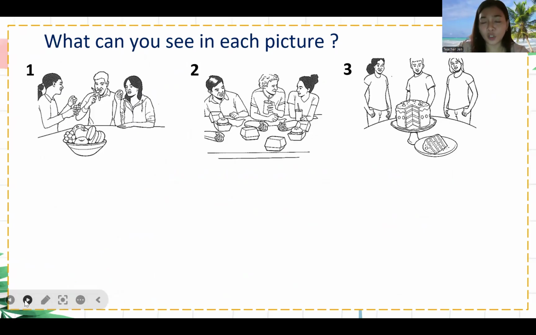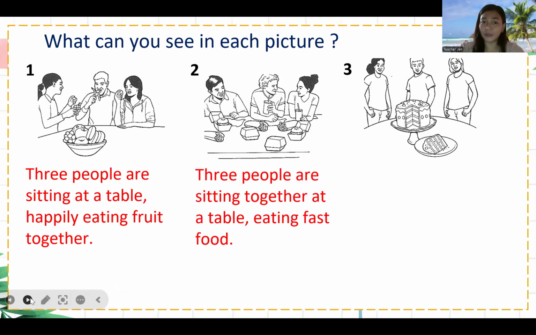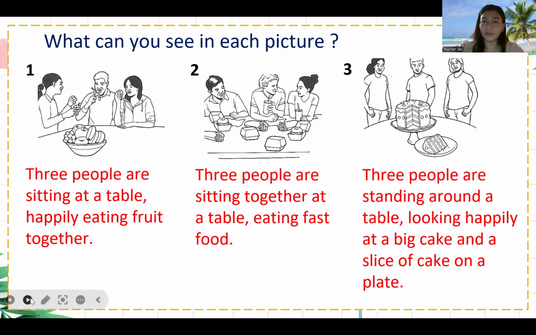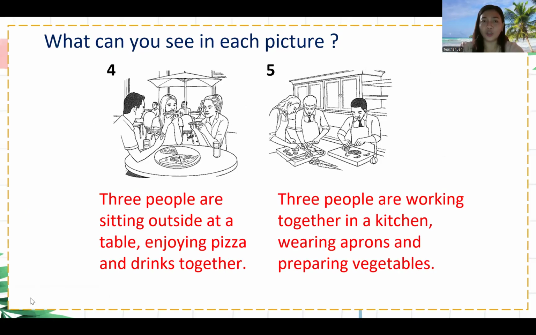How can you describe picture one? What are they eating? What are they doing? How many people are there? Like that. The same with picture two. If the student is not really good, you can let the student read. Okay, like this until they finish describing all the pictures.